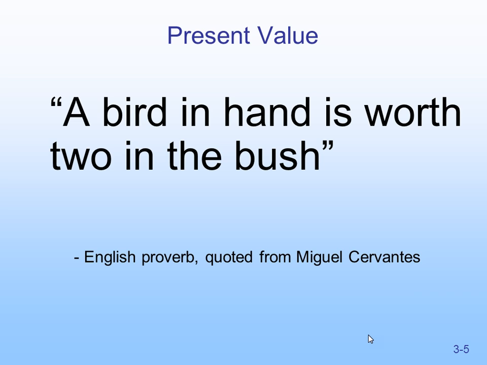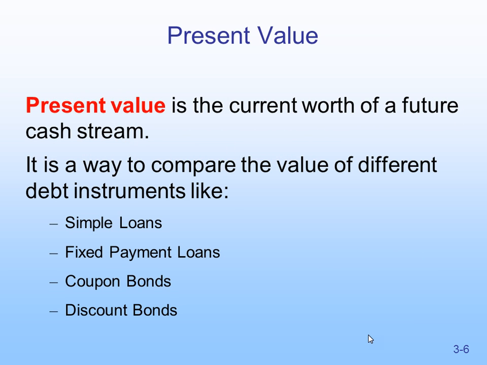But let's say everybody here is being what economists call rational, and that means operating on full information. You'd rather have it now than a year from now, and the reason is present value, which is what they're saying. They can take it right now and invest it. What is present value? Well, present value is the current worth of a future cash stream.